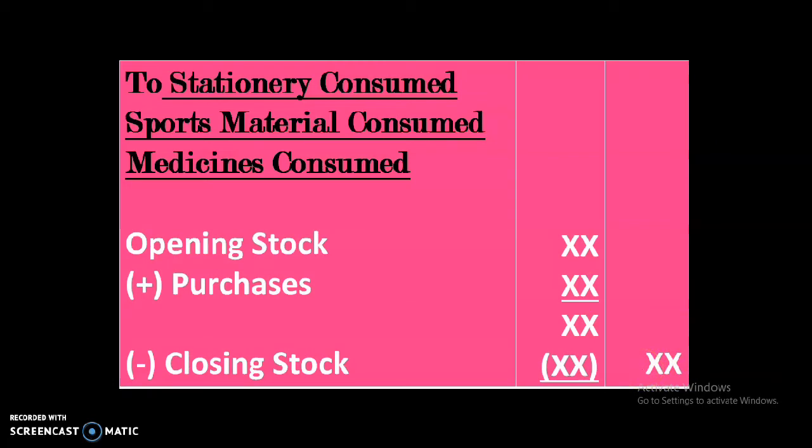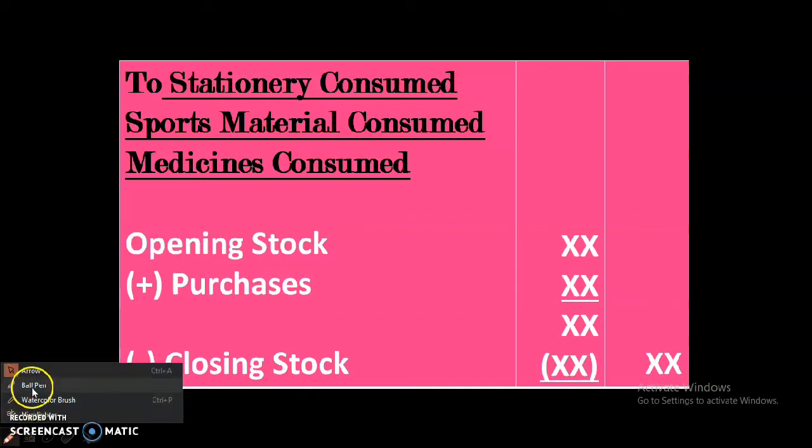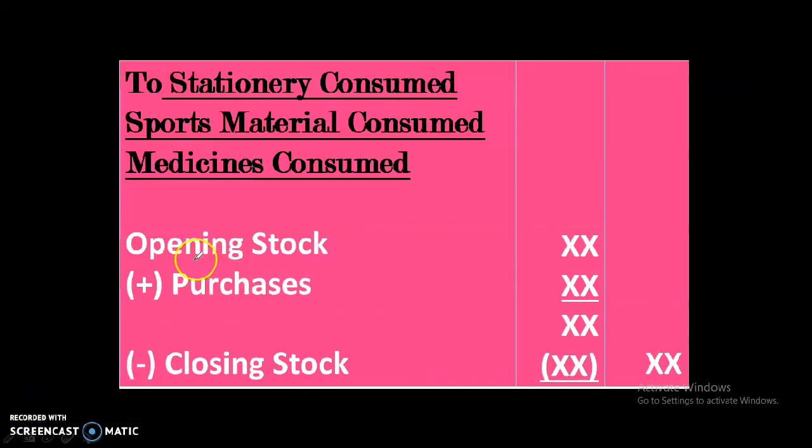Now, how do we calculate? First, we try to find out what we have throughout the year. What is the amount of stationery or sports material or medicines that we had with us? So, how do I know that? We check the opening balance. So, the opening balance of stationery. Let's take stationery for our example here. How do I know stationery consumed? I had some opening balance of stationery. Opening balance of stationery from the previous year, whatever stationery was balanced, that becomes the opening stock of stationery. Plus, during the year, some more amount of stationery was purchased also.